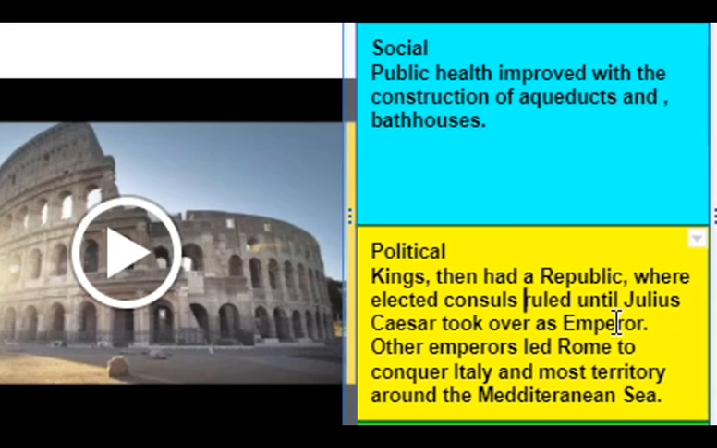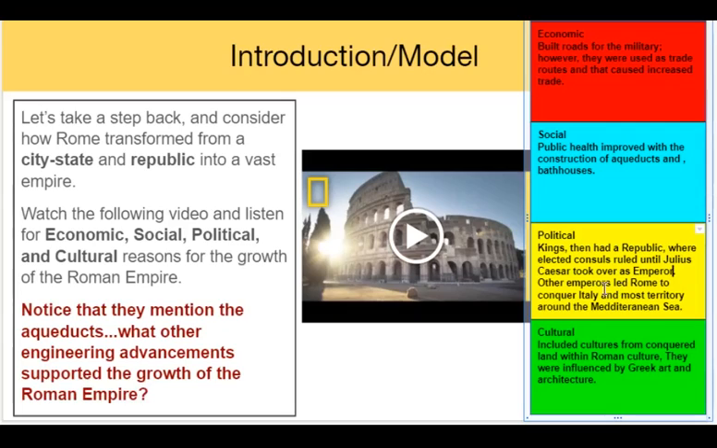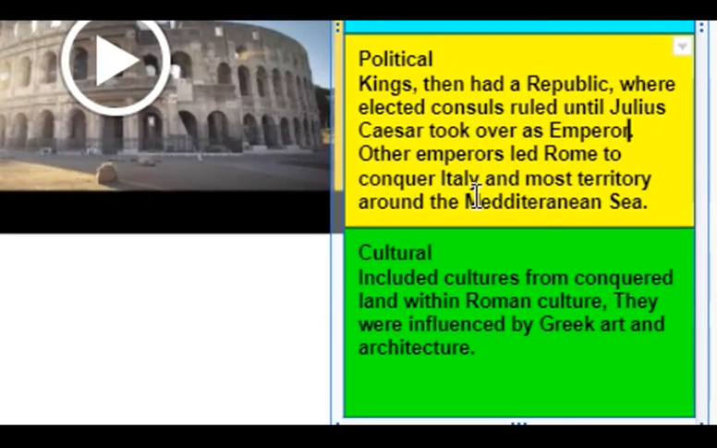Politically, it goes through the whole history, and that does lead to the growth of the Roman Empire because first they had kings, then they had a republic. I wrote about that, where they had elected councils, republics where people have a voice in government, until Julius Caesar takes over and he basically turns into emperor, which is dictator. Now, other emperors led Rome to conquer Italy and most of the territory around the Mediterranean Sea. That made Rome into an empire. So even though it goes on for a little later, it's turned into an empire. So I'm answering the question.